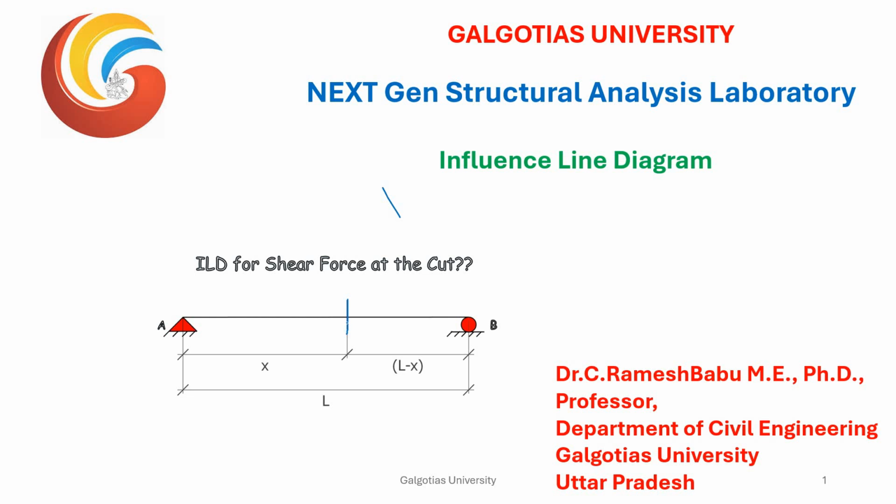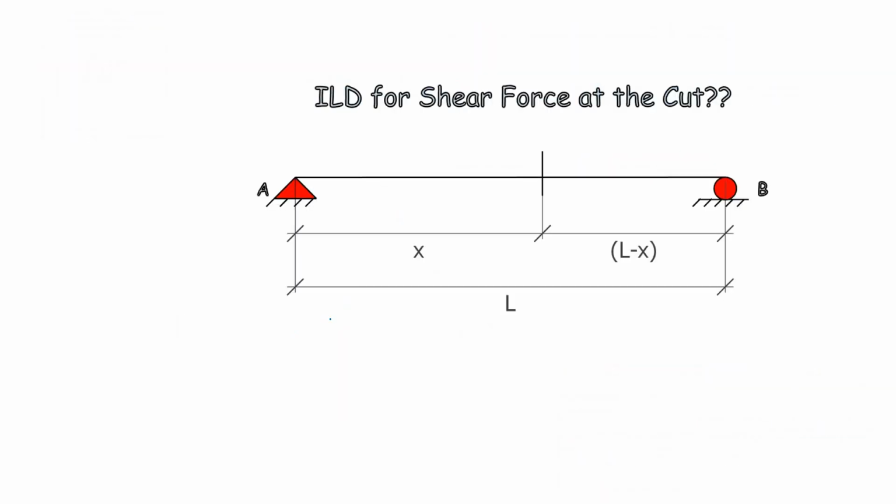We will follow the Müller-Breslau principle, and we will solve this problem and draw the influence line diagram for the shear force at the cut. So proceeding further, this is the beam where you can see the cut at this location, x from the left end. So this distance is x, and the other part is L minus x.